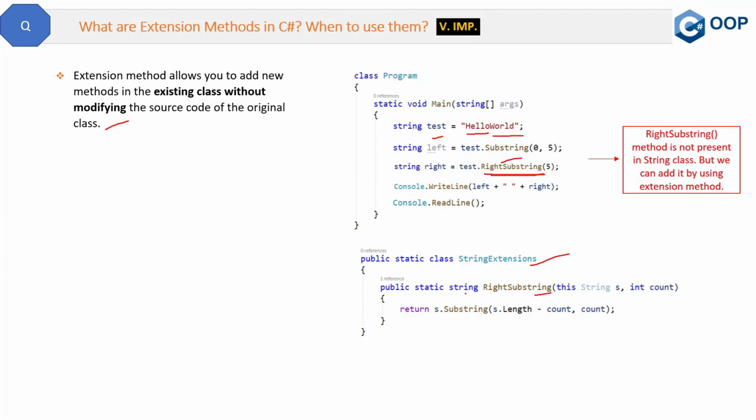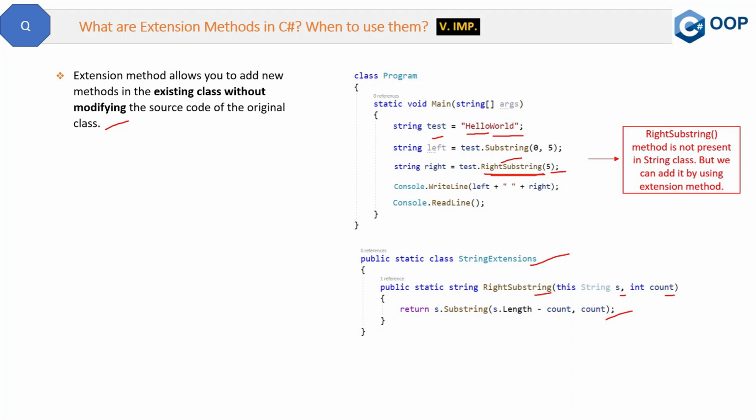This method will get the string hello world in its parameter and one other parameter for the count, which is 5 here, passed from here. I am not going to explain the logic we are doing here, because the purpose is to understand the extension method, not the substring logic. So that's it. You have added a new method to the string class without even modifying the string class.